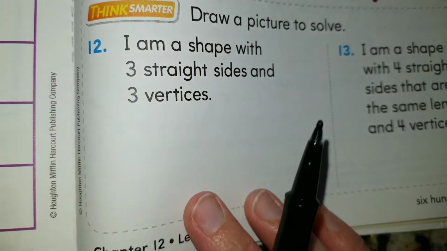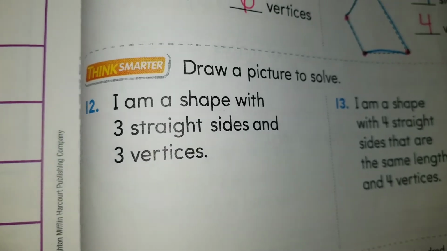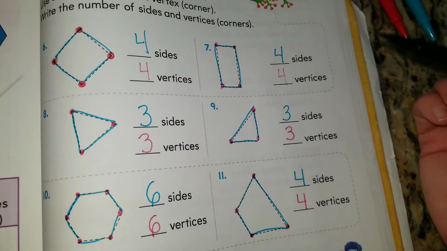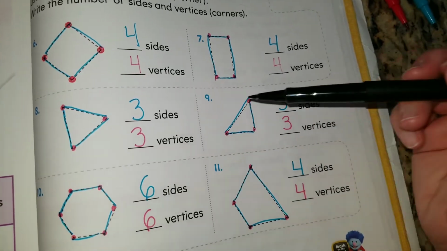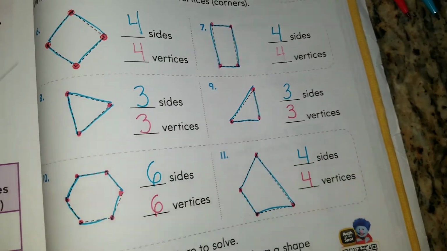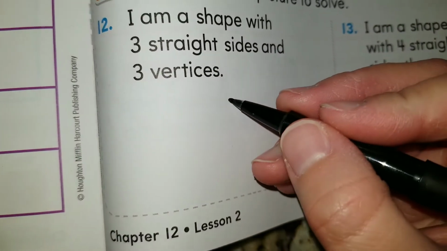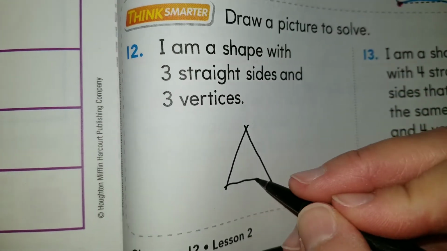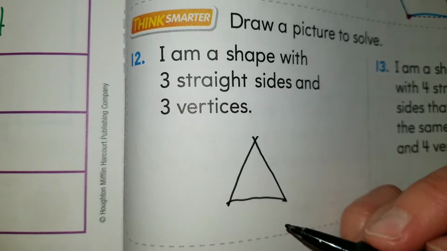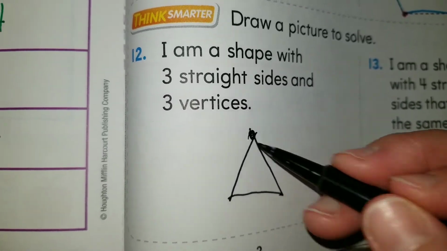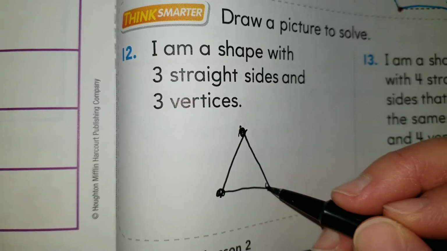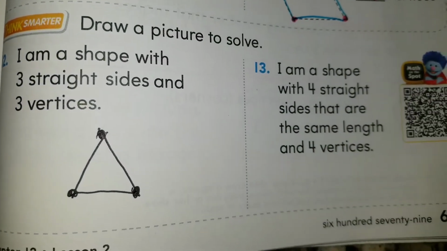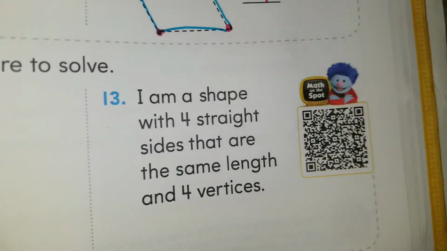Boys and girls, which one is the only shape that has 3 straight sides and 3 vertices? 3 and 3. And you're right, it's right here in the middle. Those are the triangles. So we're gonna draw triangles. 3 sides, 1, 2, 3. 3 sides, 3 vertices. 1, 2, and 3. All right, that's number 12. Let's move on to number 13 now.